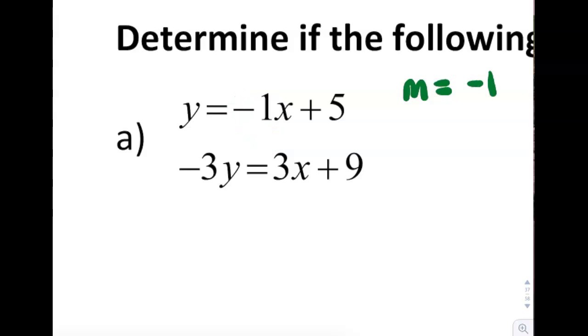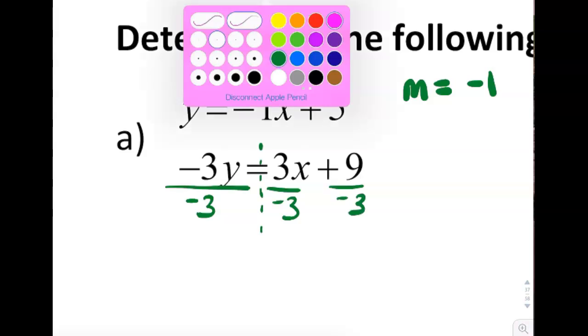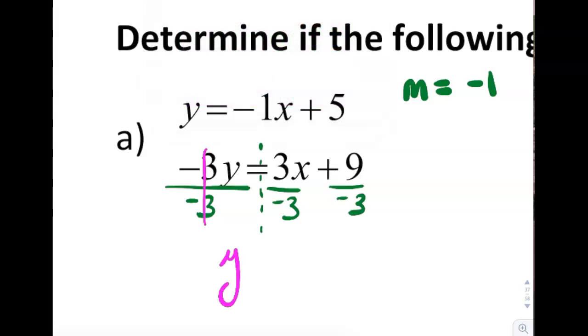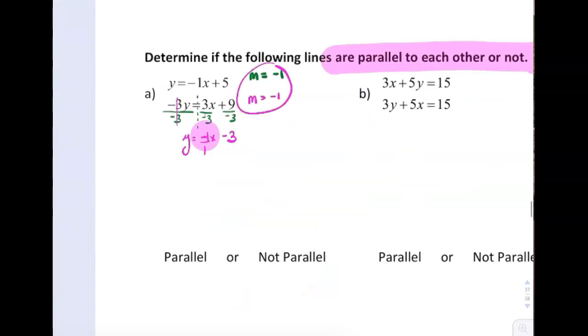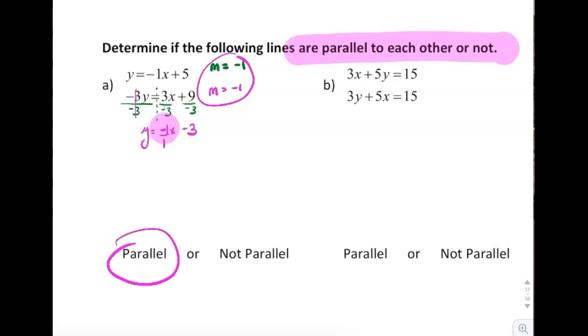Little problem with the next one, it's not solved for y yet, but the only thing I have to do is divide by negative 3. Let's see, 3 divided by negative 3 is negative 1x. This would be negative 3. So what's the slope of this line? Negative 1 over 1. So the slope is negative 1. They have the same slope, so they are parallel.